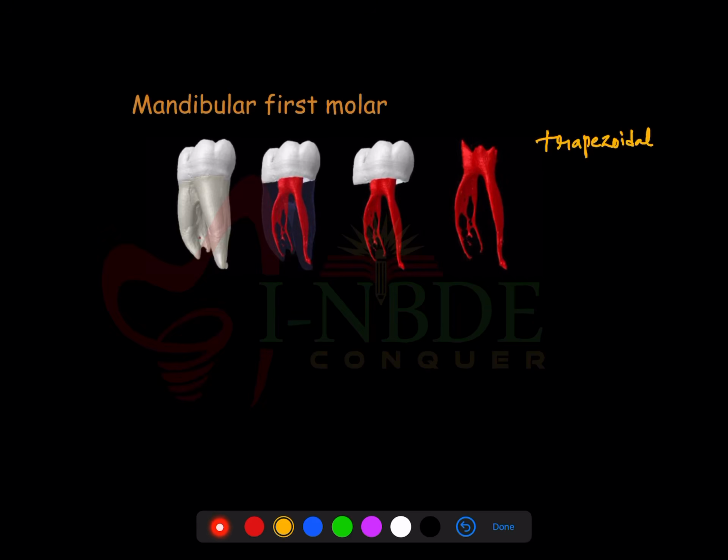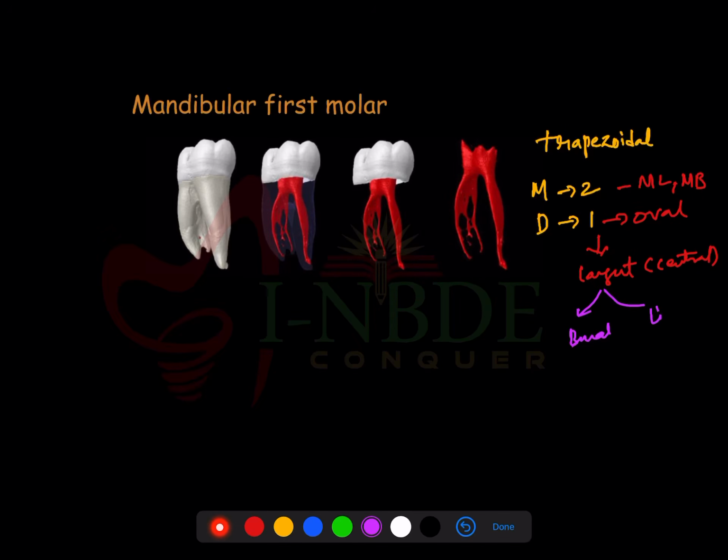If you see the canals, on the mesial side you have two canals, and on the distal side, in most situations, you have one canal. The two mesial canals are the mesiolingual and mesiobuccal. One goes to the lingual side, one goes to the buccal side. The distal canal is regularly oval in shape, and it is the largest canal in most cases. If it is the largest and single, it is regularly present in the center. But if you suspect a canal present in either the buccal or lingual direction, not in the center, then you can assume that there are two canals.